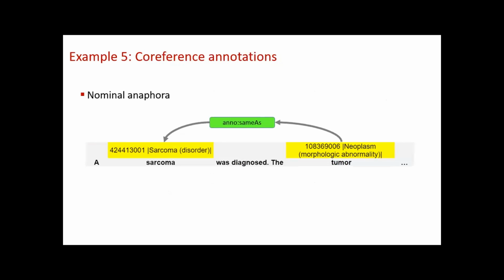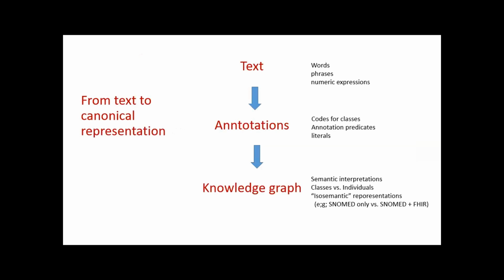And then, of course, there are other things, interesting things from a linguistic point of view. For instance, nominal anaphora, that you have what is called co-reference, because here a sarcoma was diagnosed. The tumor, of course, tumor and sarcoma point to the same entity. So again, this idea of canonical representation.